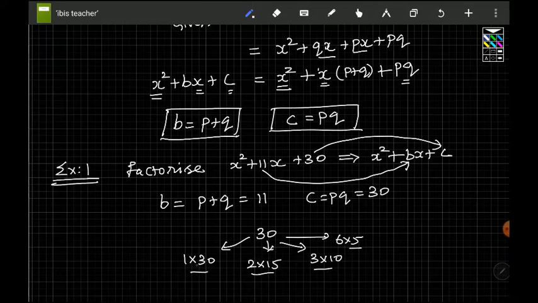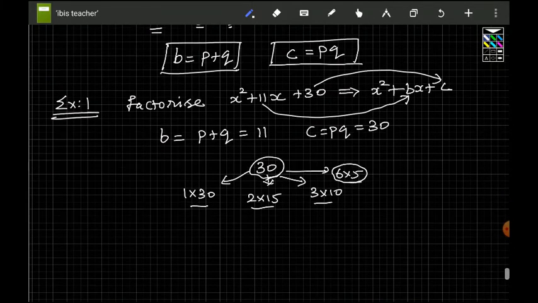But when you add 30 and 1, you get 31. When you add 15 and 2, you get 17. When you add 10 and 3, you get 13. But when you look at 6 and 5, what do you get? The sum 6 plus 5 is 11 and 6 into 5 is 30. If p plus q is 11 and pq is 30, then p and q are 6 and 5. If p and q are 6 and 5, the factors are x plus 6 and x plus 5.